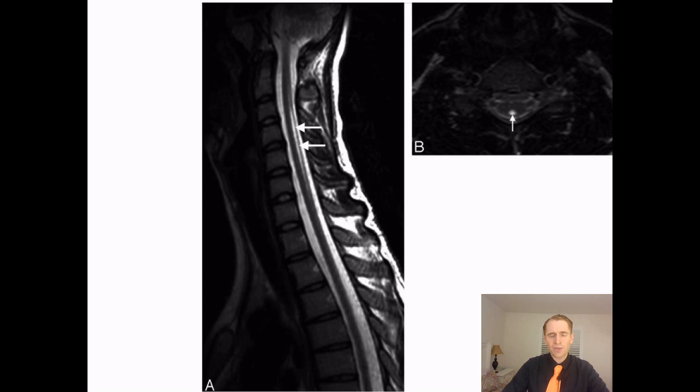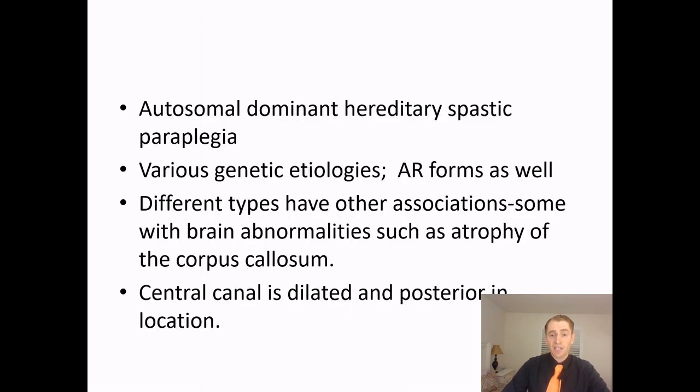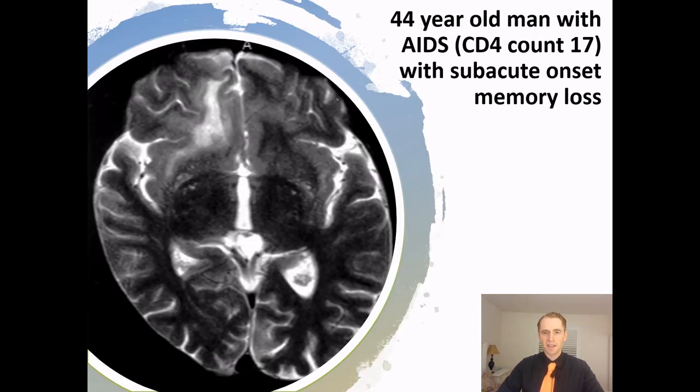And if you look closely, you can see that the spinal cord is atrophied, but there are no lesions typical of multiple sclerosis. And that's because what he actually has is hereditary spastic paraplegia. In this case, an autosomal dominant form, but there are various genetic etiologies. And some of them are associated with brain malformations, such as atrophy of the brain and changes in the corpus callosum.